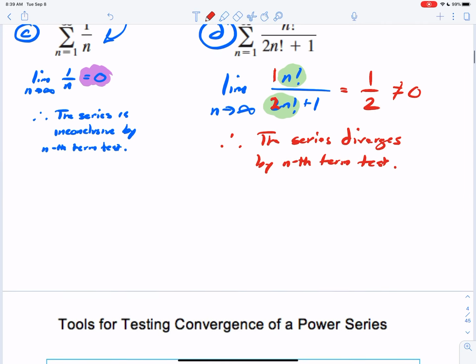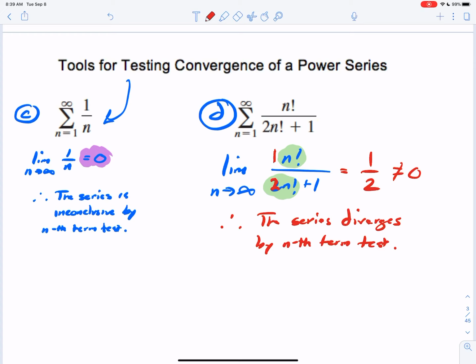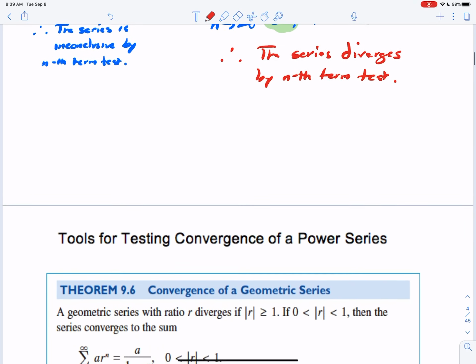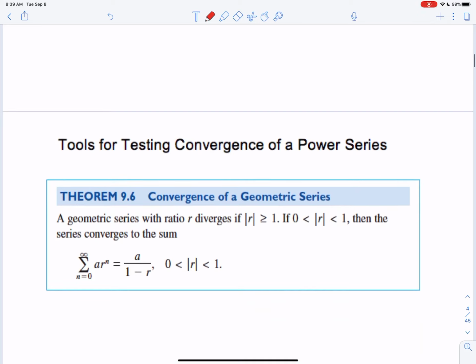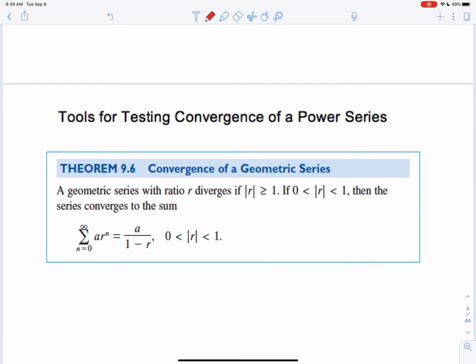Okay, so that's pretty much the divergence test. It's the first filter. We're getting rid of all the bad series, all the ones that diverge, okay? Okay, so here's the next one. Okay, this is the formal terminology here. This is called the geometric series test, or GEO series for short.